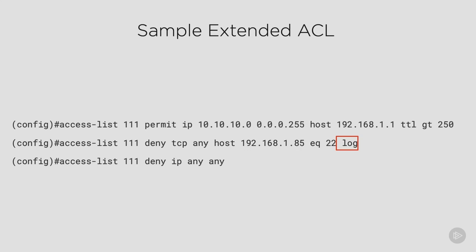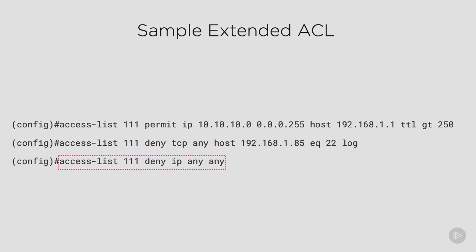I wanted to point out that the TCP protocol is configured before the IP address, while the port number itself is configured after the IP address. If no port number was configured, then this statement would match any TCP traffic from any IP address destined to 192.168.1.85 over any TCP port.